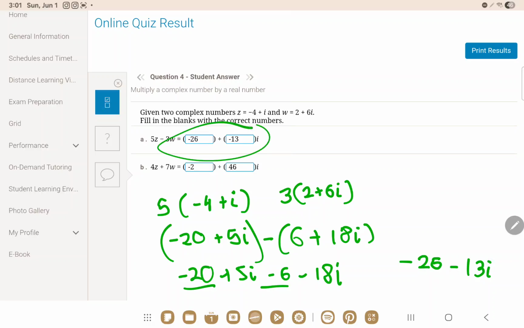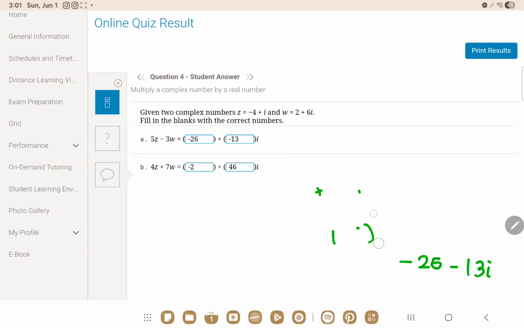And that's your answer. Again, be careful because they're going to try to throw you off by putting plus in the middle. You can write the negative yourself. Plus minus 13i is the same as minus 13i. They're just trying to throw you off. Now let's do the next part.